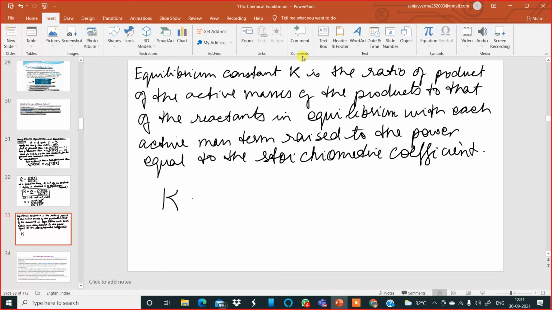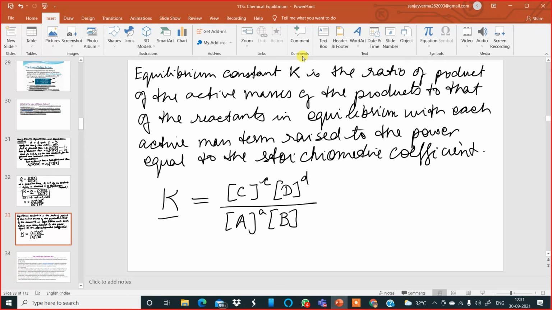So this is how we defined the equilibrium constant, which in short, whatever I wrote in the previous slide: equilibrium constant K is equal to concentration of the products, each raised to its stoichiometric coefficient, divided by concentration of the reactants raised to their stoichiometric coefficients, like this. So this is what is meant by and how we define the equilibrium constant. Okay, now this was one thing. Now please note that this equilibrium constant can also be expressed as Kc. It can also be expressed as Kp.